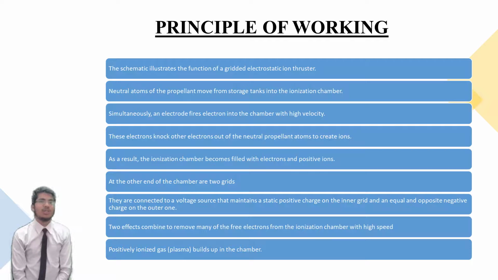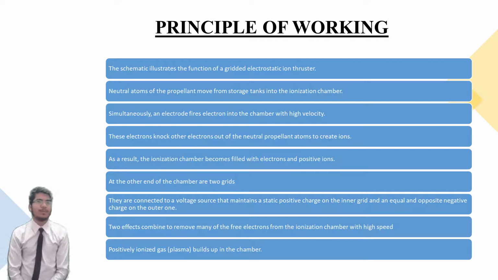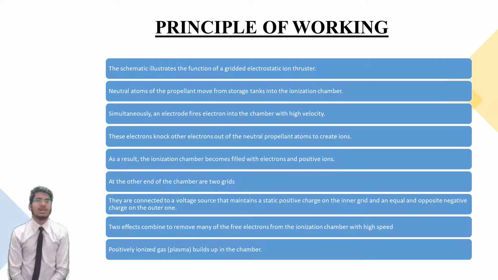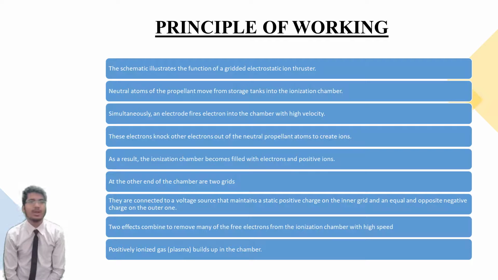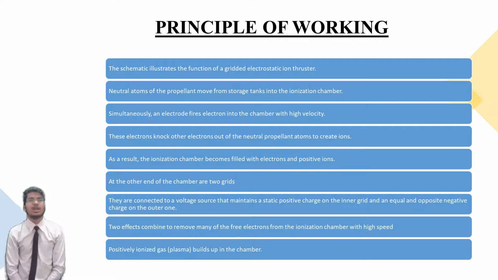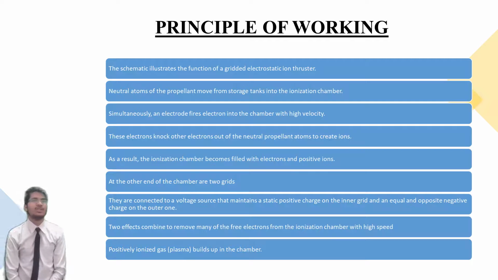At the other end of the chamber, there are two grids. They are connected to a voltage source that maintains a static positive charge on the inner grid and an equal and opposite negative charge on the outer one. Two effects combine to remove many of the free electrons from the ionization chamber. They move faster with the same amount of thermal energy and have a greater chance of collecting on the grid. Soon, positively ionized gas plasma builds up in the chamber.